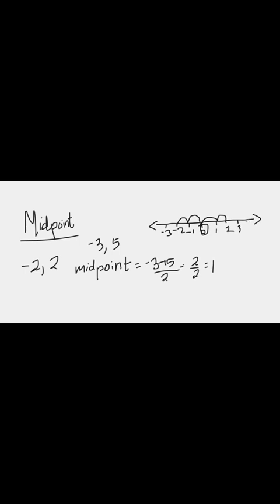Here we can see that from -3 it is 1, 2, 3, 4 points to 1, and from 5 it's also 1, 2, 3, 4. So 1 is the midpoint of -3 and 5. Finding the midpoint of two numbers is very easy: just add those two numbers and find the half of it.